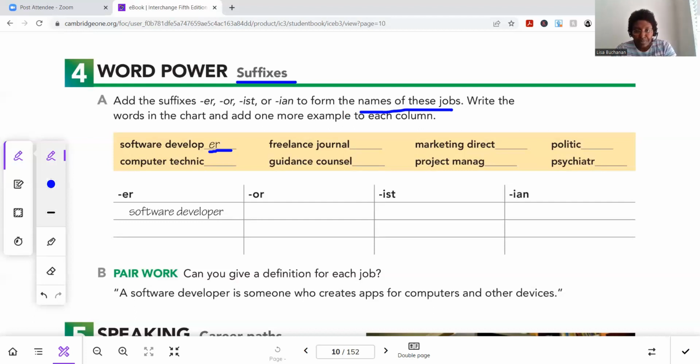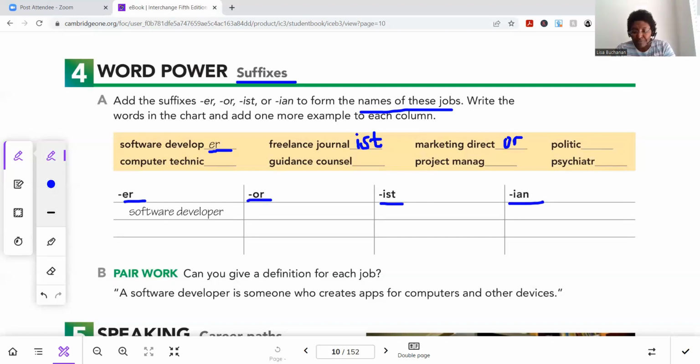And let's look at the next one. We'll go across here. Freelance journalist. So this is an IST. Next one, you are a marketing director. So we have an OR. Right, so here are our choices below: ER, OR, IST, or IAN.